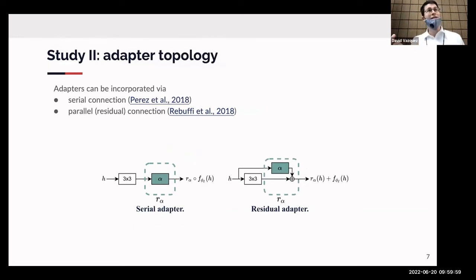We also study how they should be connected to the network. For example, you can connect them in a serial way. Given a 3x3 block in ResNet, we can just add them serially, so it's a composition of two operations, convolution and the adapter. We can also connect them in a residual way, inspired by residual networks. The advantage of this one is that you do not make the network deeper. You make it parallel, and the gradient flows better.